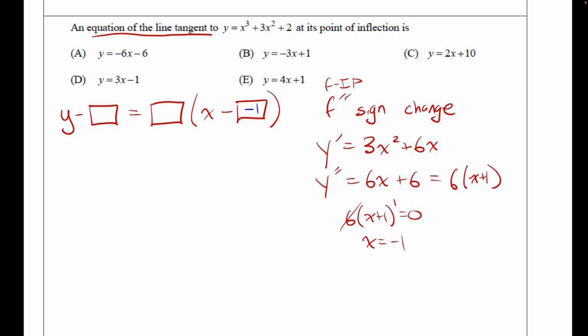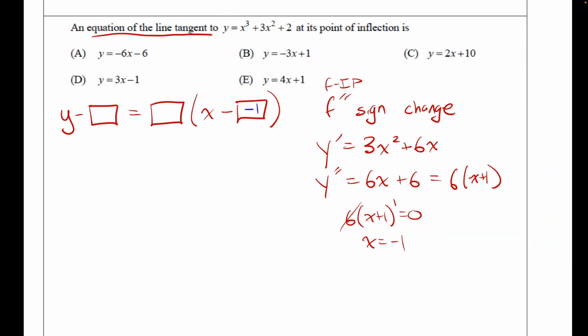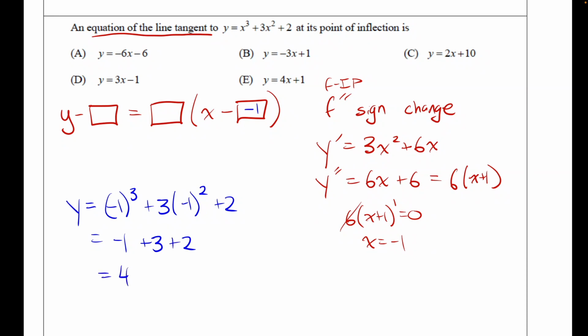Okay, now that I have an x-coordinate, I'm going to plug this x-coordinate into the original equation to find the y-coordinate. So here it goes. The y-coordinate is going to be -1 quantity cubed plus 3 times -1 quantity squared plus 2. That's going to equal -1 plus 3 plus 2, which equals 4. All right, so we have a y-coordinate of 4.